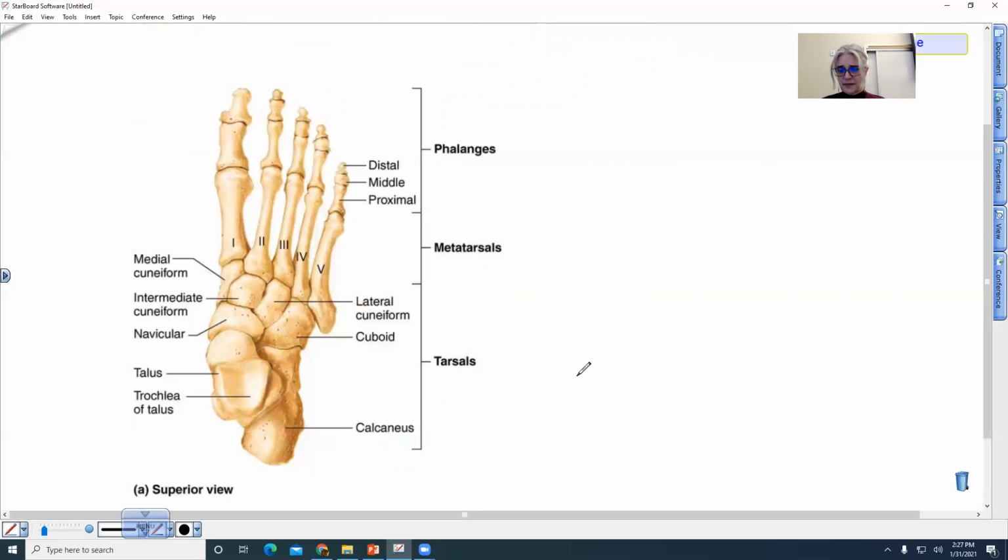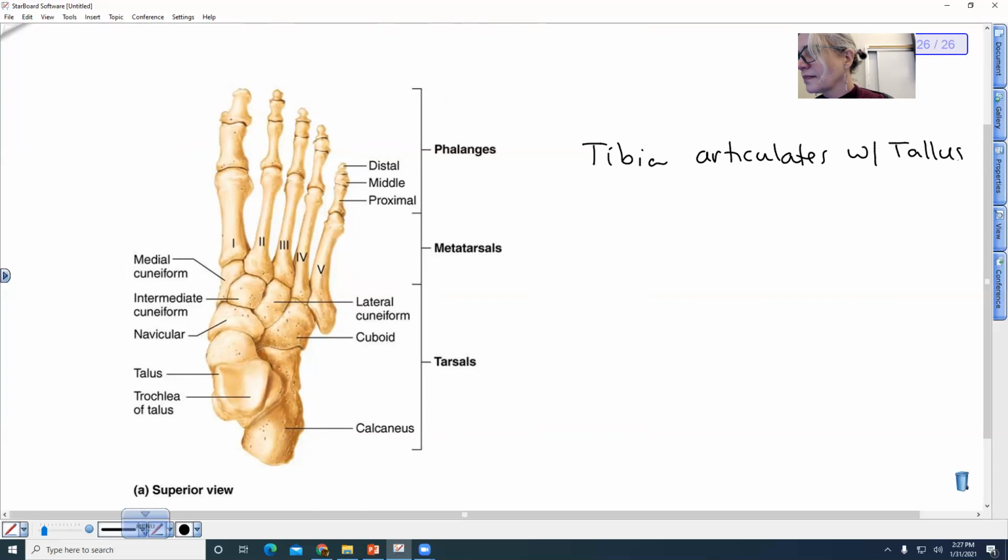Okay, the foot. What does the tibia articulate with? It articulates right here with the talus. So at the foot, the tibia articulates with the talus bone. Okay, and that would be distally because it's further away from my center line, right? So that's the talus right here. Our heel bone is called the calcaneus.